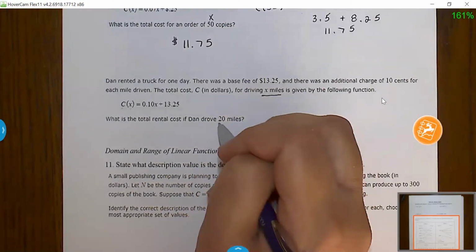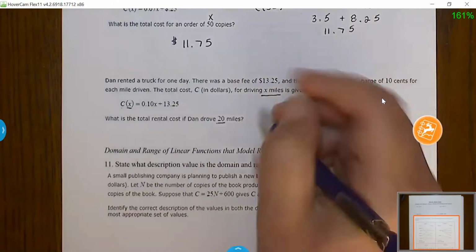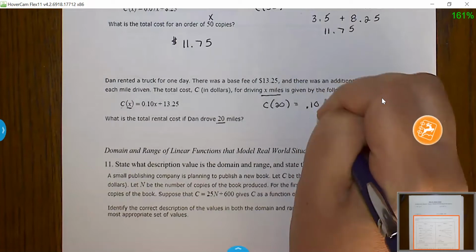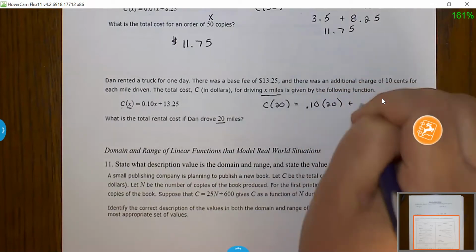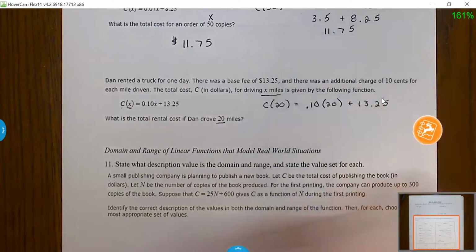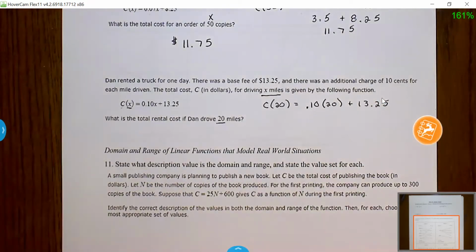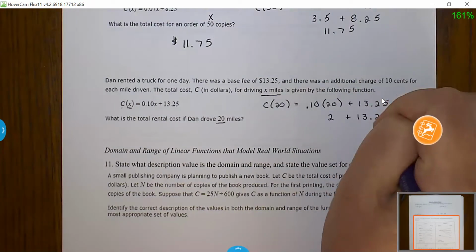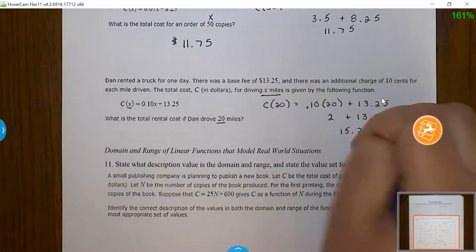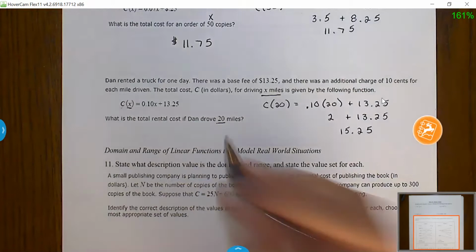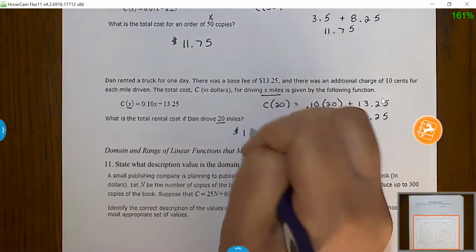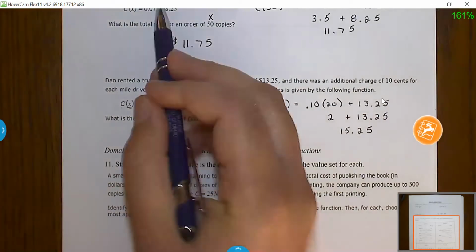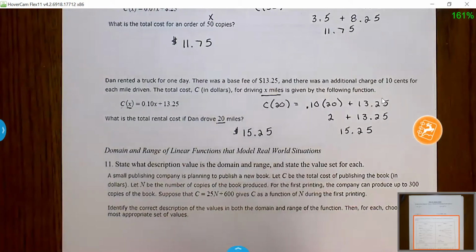So what do they want us to do? They want us to plug 20 in for X. So C of 20 is 0.10 times 20 plus 13.25. So 0.10 times 20 is 2, and 2 plus 13.25 is 15.25. So what is the cost of driving 20 miles? That would be $15.25. Easy enough if they give you the functions, which they're going to.